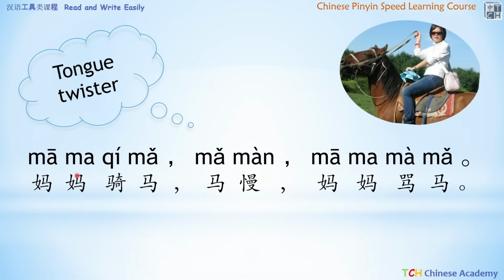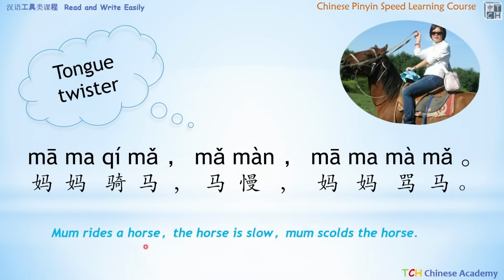So mama means the mother. 骑 means ride. Mǎ, yeah, that is the horse. And then màn, the horse is slow. And māma, that's the mother. Mà, scold. Mǎ, the horse. So together it means mom rides a horse and the horse is slow, and mom scolds the horse.